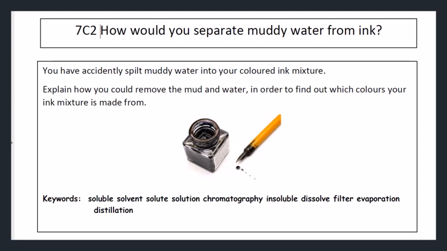How would you separate muddy water from ink? You've accidentally spilt muddy water into your coloured ink mixture. Explain how you could remove the mud and water to find out which colours your ink mixture is made of. Okay, so that's important, which colours your ink mixture is made from. And these are the words that you're going to find useful: soluble, solvent, solute, solution, chromatography, insoluble, dissolve, filter, evaporation, and distillation.